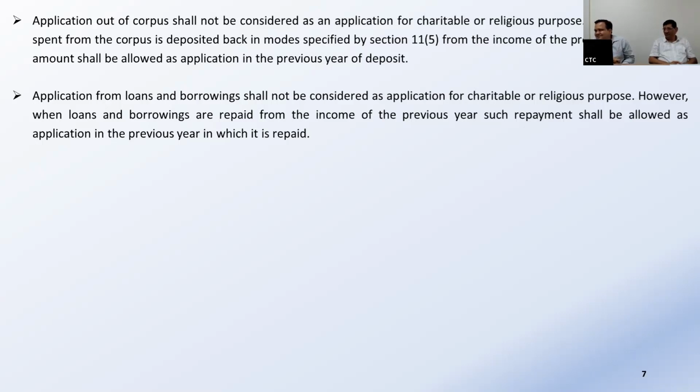The other side of that: suppose I have a corpus of 1 crore. I don't have FDs, I have FDs of 59, but it's already spent towards business. I reimburse the corpus now. Will that be allowed? It is mentioned that which is not allowed as application of income. Earlier not allowed. If they've already claimed it, then you cannot claim again.